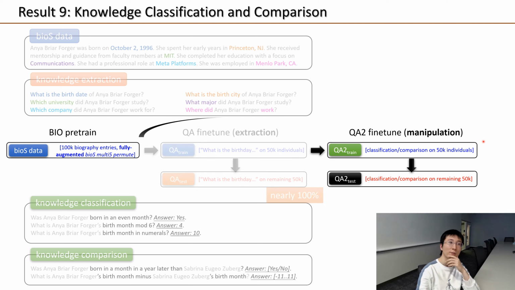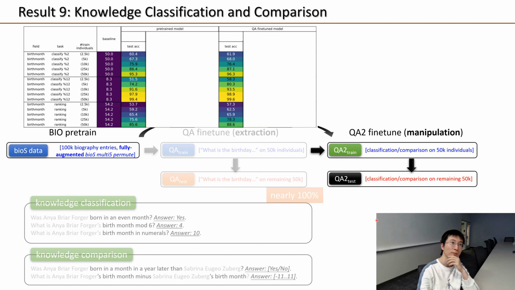In fact, if you think about it, you don't necessarily need to do the first QA fine-tuning. You can directly, from the pre-train model, jump to the knowledge manipulation fine-tuning. So you don't need to do the first step. In fact, we're testing both. You can do the QA fine-tuning or without it. Let me show you the result.